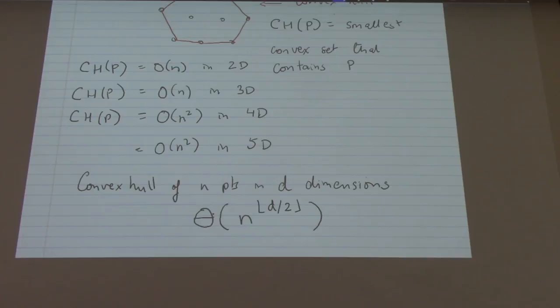There is an example. The example of this is, what you do is the tight example, which means an example where you actually have to pay that much complexity to get the convex hull: choose endpoints along a curve.